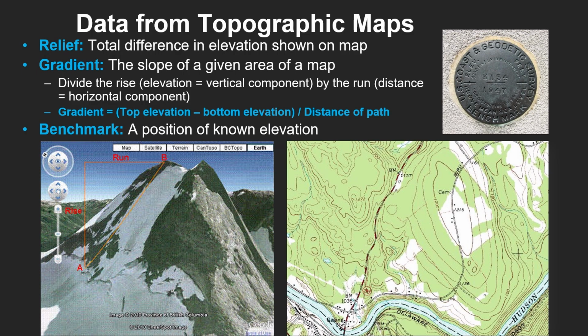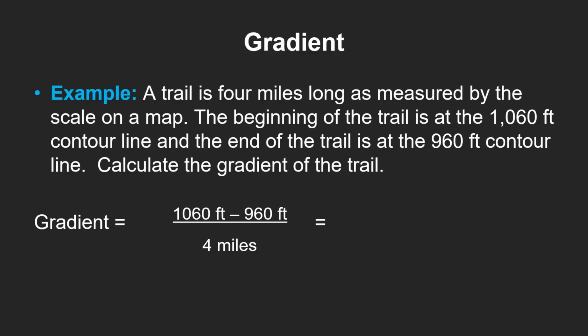Topographic maps let us calculate relief, which is the total change in elevation, and gradient, which is the slope. Gradient is calculated as rise over run, which is the elevation change divided by the horizontal distance. Here is an example of gradient. A trail drops from 1,060 feet to 960 feet over 4 miles. That's a 100-foot drop over 4 miles, giving us a gradient of 25 feet per mile. This tells us how steep the trail is.